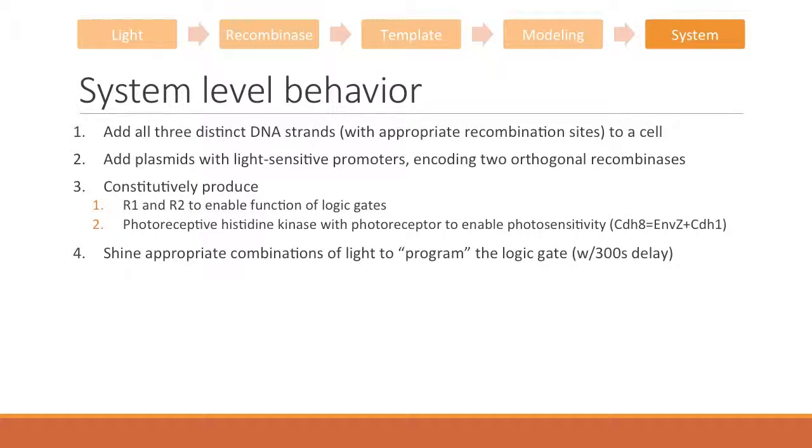The fourth step is actually shining the appropriate combination of light to bring about the desired behavior. Here's a simple key. No pulse results in an AND gate. Blue results in OR. A red pulse results in NAND, and both result in NOR.